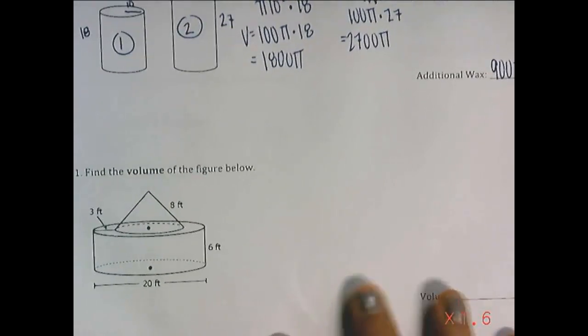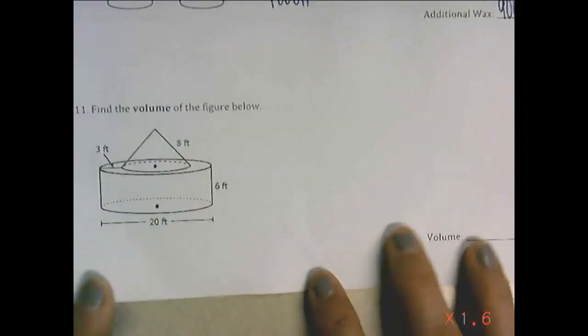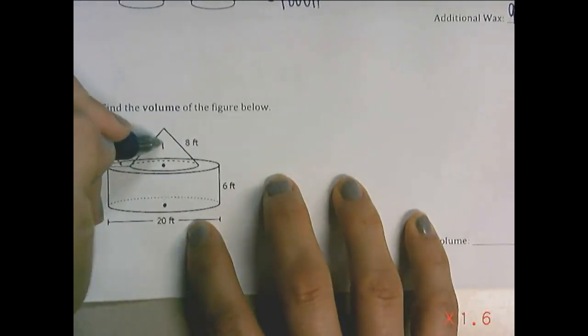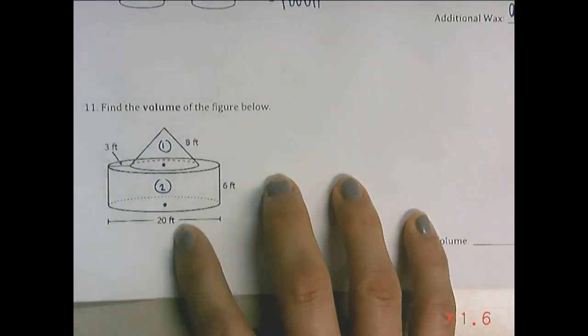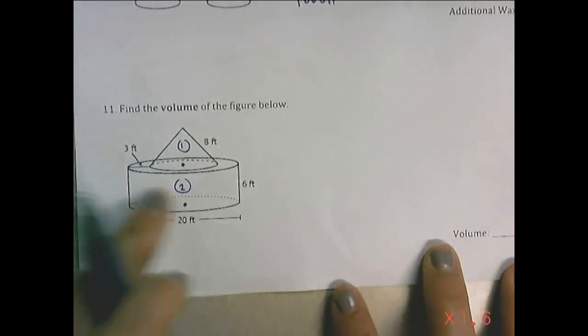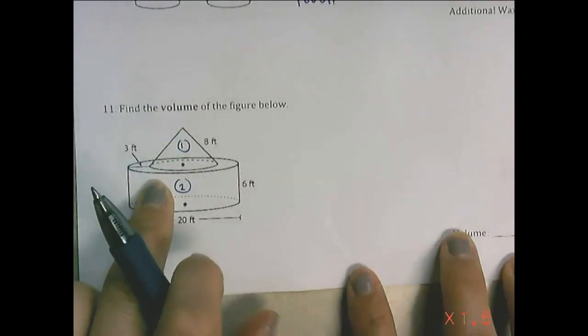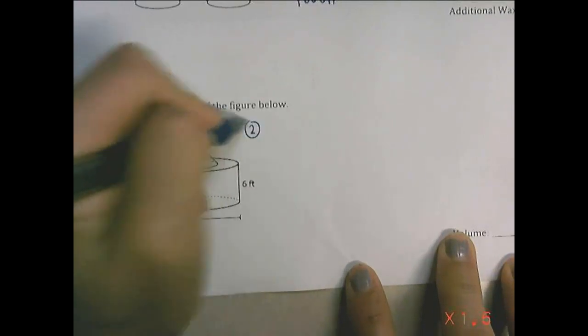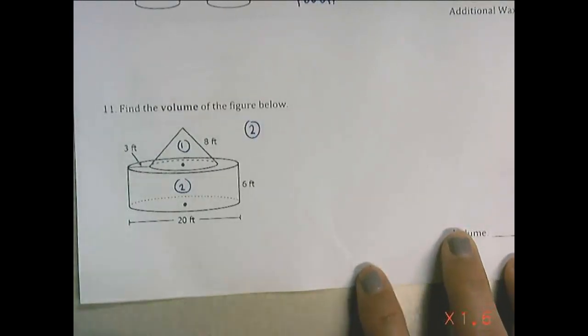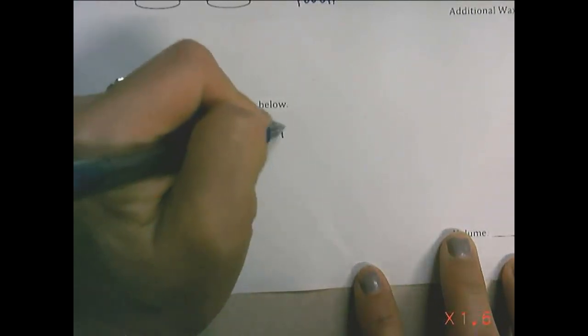All right, guys, we're almost done. Find the volume of this figure below. Whew, this question is a doozy. All right, again, go ahead and divide them into two figures. The one I'm going to do first is this cylinder on the bottom, number 2, because it's just a little bit more straightforward. It's going to be big B times my height.